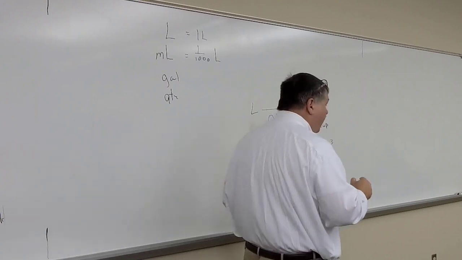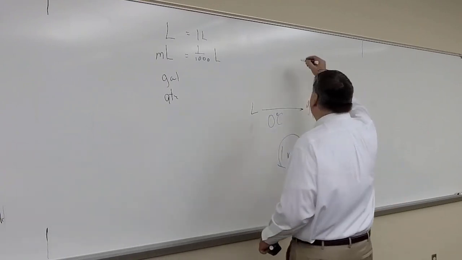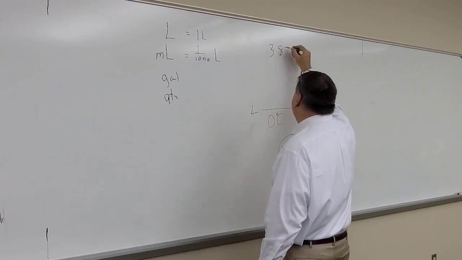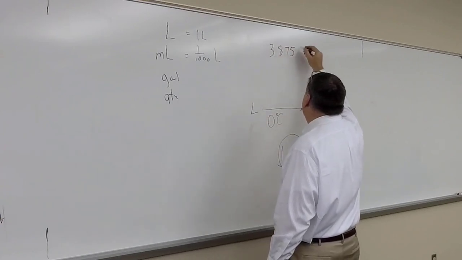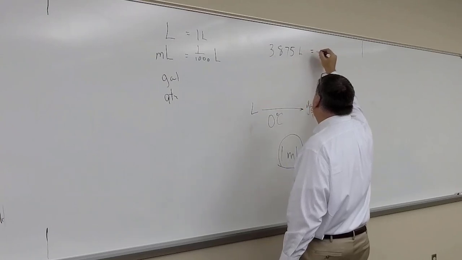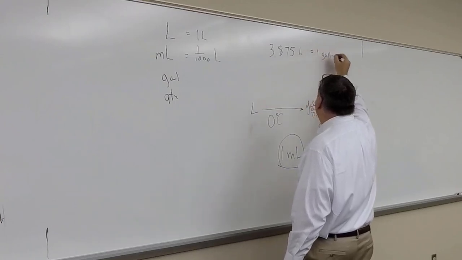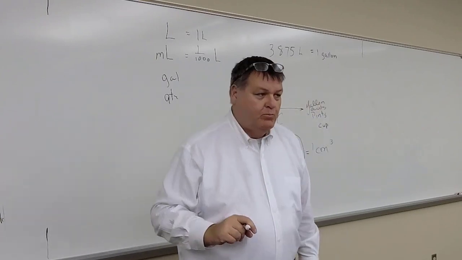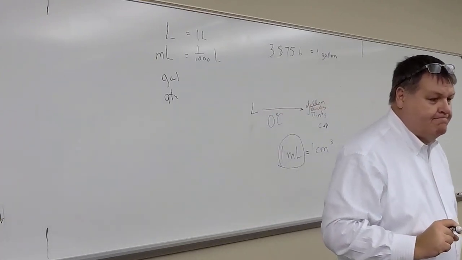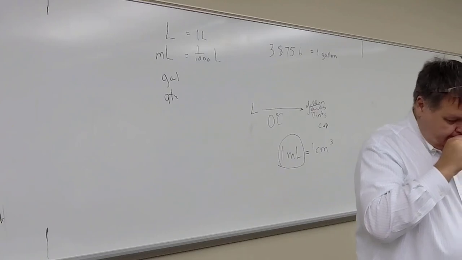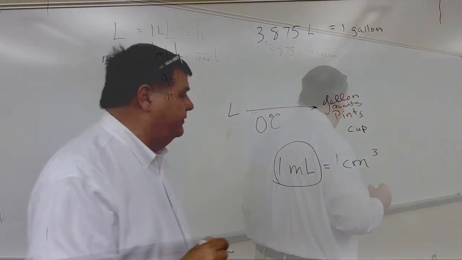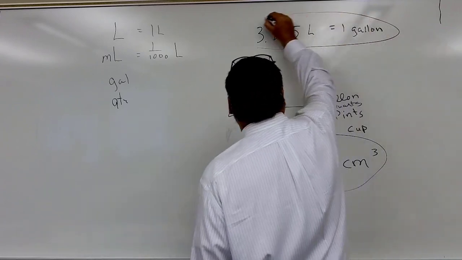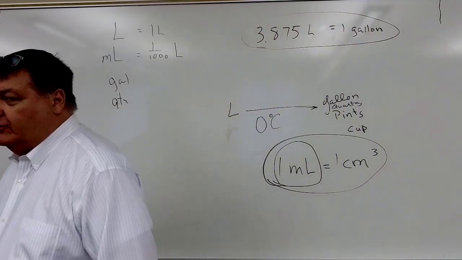You can also do the simple conversion of 3.875 liters is equal to 1 gallon. You need both of these. You need this and you need this. It's the only thing you need for conversions.